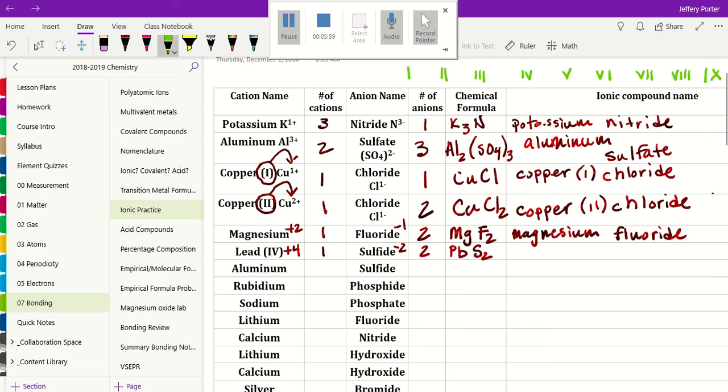Let's do one more before moving on. Aluminum sulfide. Aluminum, what's the oxidation state? +3. Sulfide, -2. How many of each do you need? 2 aluminums, 3 sulfides. What's your formula? Al2S3. What's your name? Name your cation, aluminum. Name your anion, sulfide.